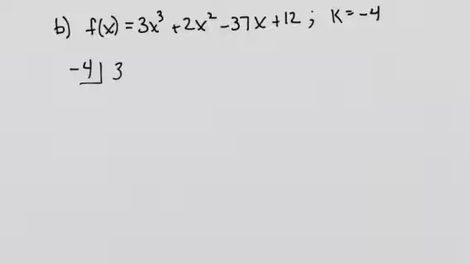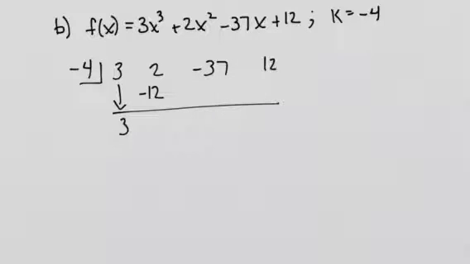We use 3, 2, -37, and 12, bringing down the 3 first. Multiply 3 times -4 to get -12, subtract to get -10. Multiply to get 40, subtract to get 3. Multiply to get -12, and subtract to get 0. As we expected, we got a remainder of 0. What this tells us is that x plus 4 is a factor. Since -4 was a 0, x plus 4 is a factor.